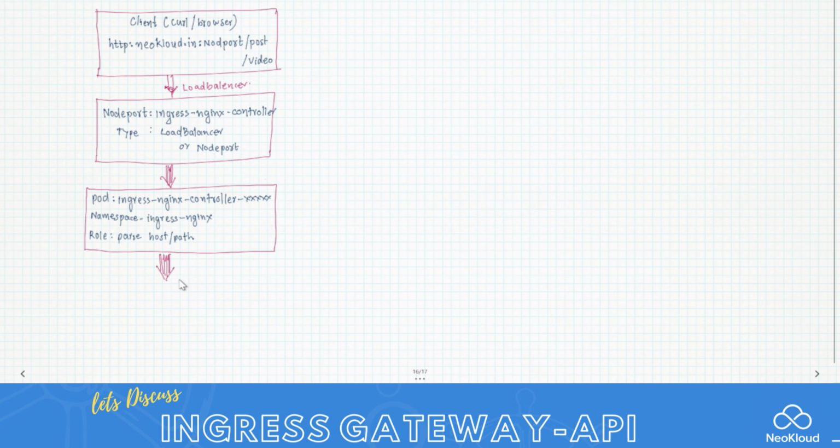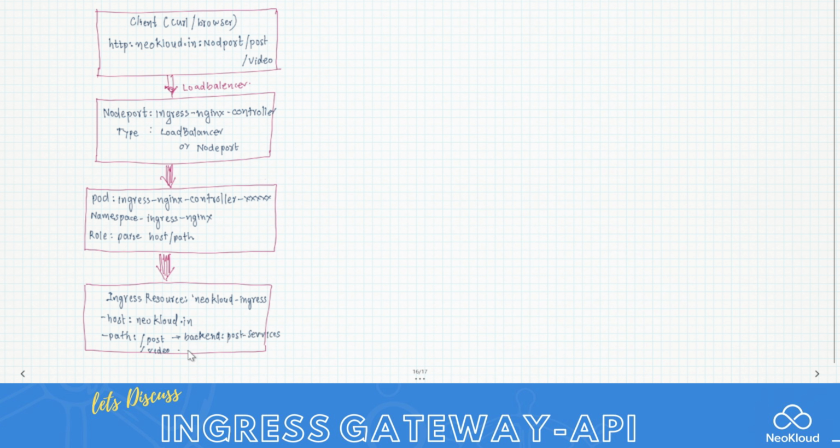Here is the main role. Here we define the rules of where to go. For the Ingress resource, we have to create a YAML file. In my case, I will give the name neocloud Ingress, and the host is neocloud.in, and I have two paths, one is post, another is video, and this will route to the backend services. When we create a pod, we expose it with a ClusterIP service. Similar here also.